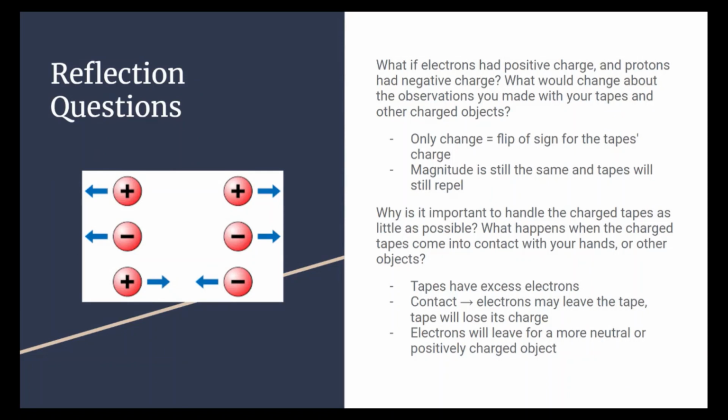Why is it important to handle the charged tapes as little as possible? What happens when the charged tapes come into contact with your hands or other objects? The reason we can't touch the tapes is because these tapes have excess electrons, and by coming into contact with them, these electrons may leave the tape, and therefore the tape would lose charge. Normally electrons will leave a negatively charged object for a more neutral or positively charged object, and therefore the tapes might lose their charge.